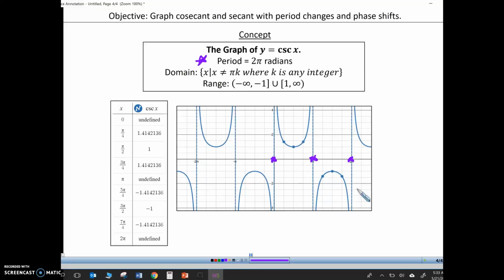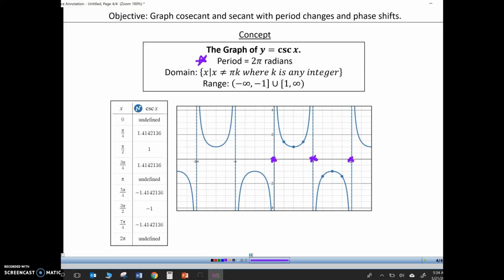You're not going to have a domain value to input there, and then the range is from negative infinity to -1, and from 1 to positive infinity. We have this empty space as far as outputs go in this area.